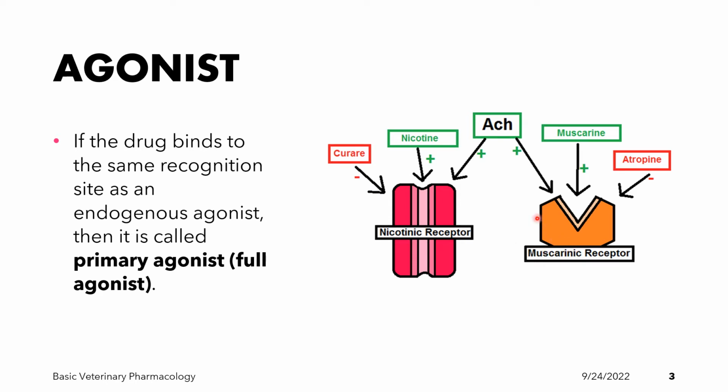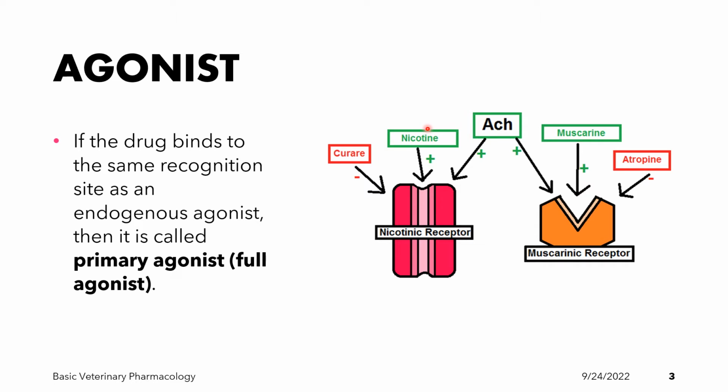Aside from acetylcholine, nicotine and muscarine are also specific agonists of one kind of the cholinergic receptor. So again, nicotine is an agonist of the nicotinic receptor and muscarine is the agonist of the muscarinic receptor. Acetylcholine, on the other hand, is an agonist of both the nicotinic and the muscarinic receptors.